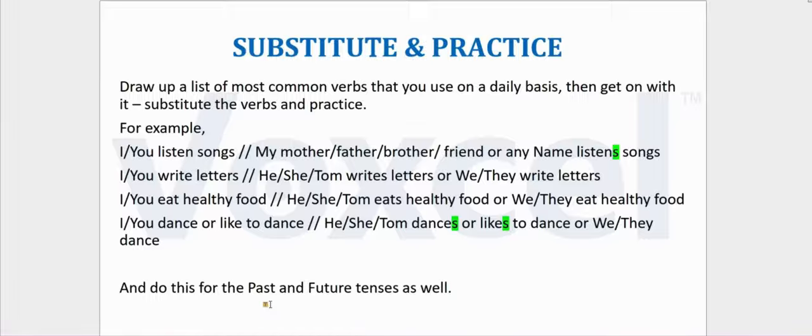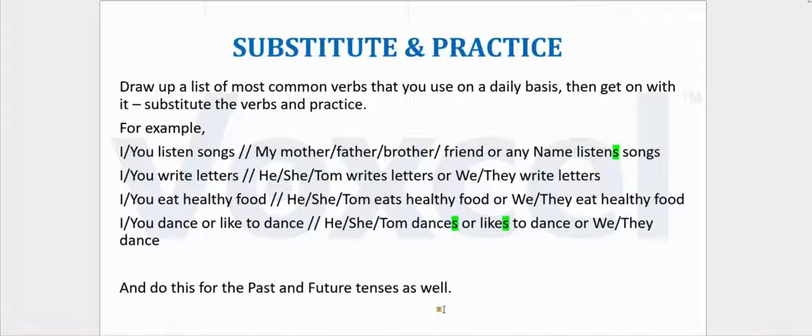You can do this for past and future also. Like, I listened to songs. My mother listened to songs. My friend listened to songs. I wrote letters. He wrote letters. They wrote letters. Or I will write letters. He will write letters. They will write letters. I eat healthy food. Past will be I ate healthy food. And for he eats healthy food, again he ate healthy food. They ate healthy food. For future, I will eat healthy food. He will eat healthy food. They will eat healthy food.